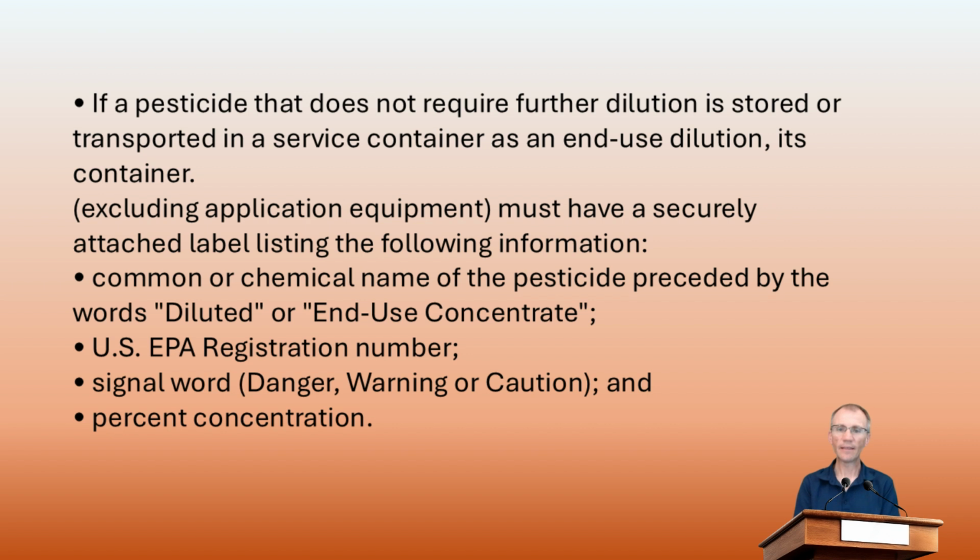If a pesticide that does not require further dilution is stored or transported in a service container as an in-use dilution, its container, excluding application equipment, must have a securely attached label listing the following information: common or chemical name of the pesticide preceded by the words diluted or in-use concentrate, U.S. EPA registration number, signal word, danger, warning, or caution, and percent of concentration.